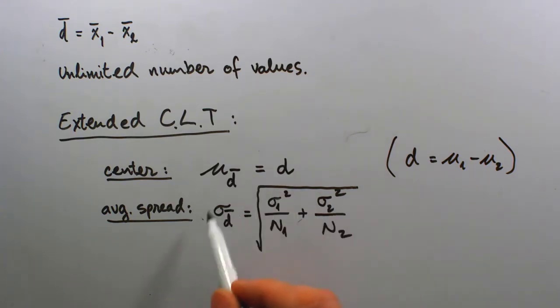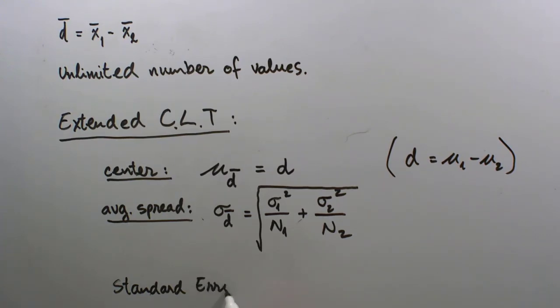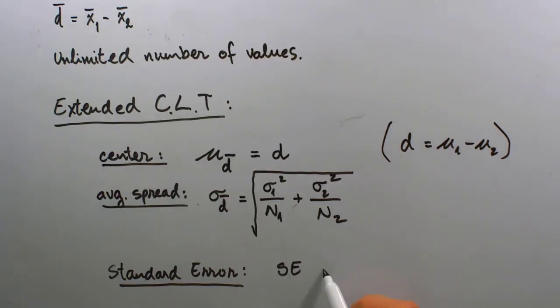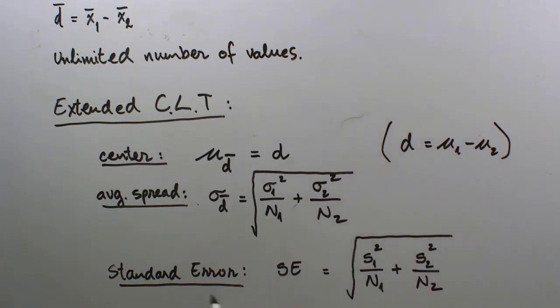And so we usually approximate this average spread by what's called the standard error, SE, which is given by the formula: S1, the sample standard deviation from your sample from population 1, squared over n1, the sample size we use on population 1, plus the sample standard deviation from your sample from population 2, squared, divided by n2, and we take that inside the square root. So this is called the standard error, usually used as a substitute, and it's a close enough approximation of our sigma D bar right here.